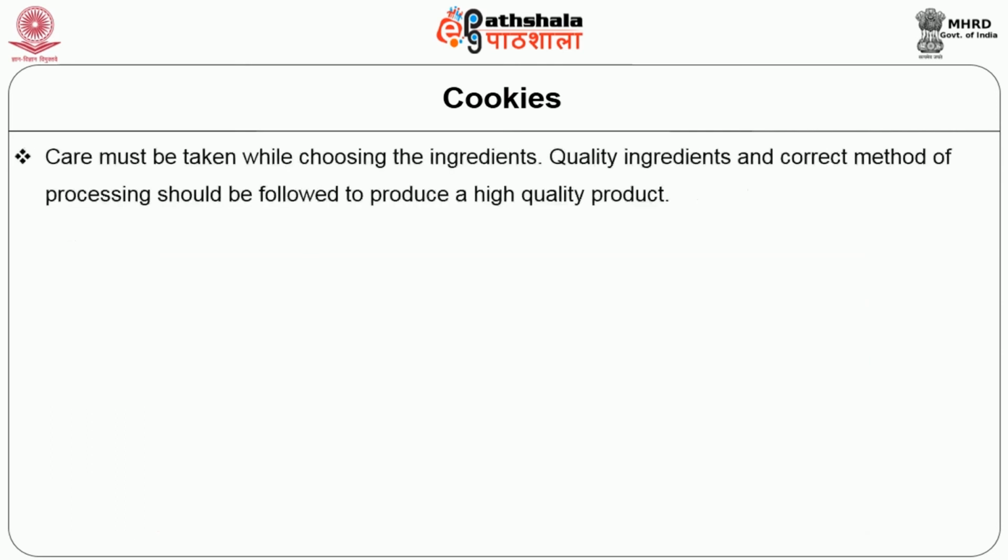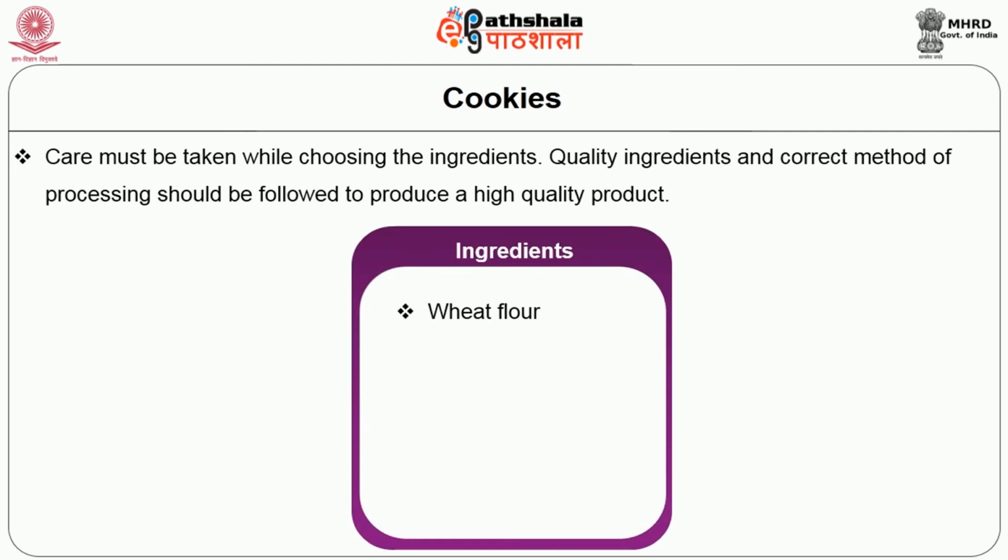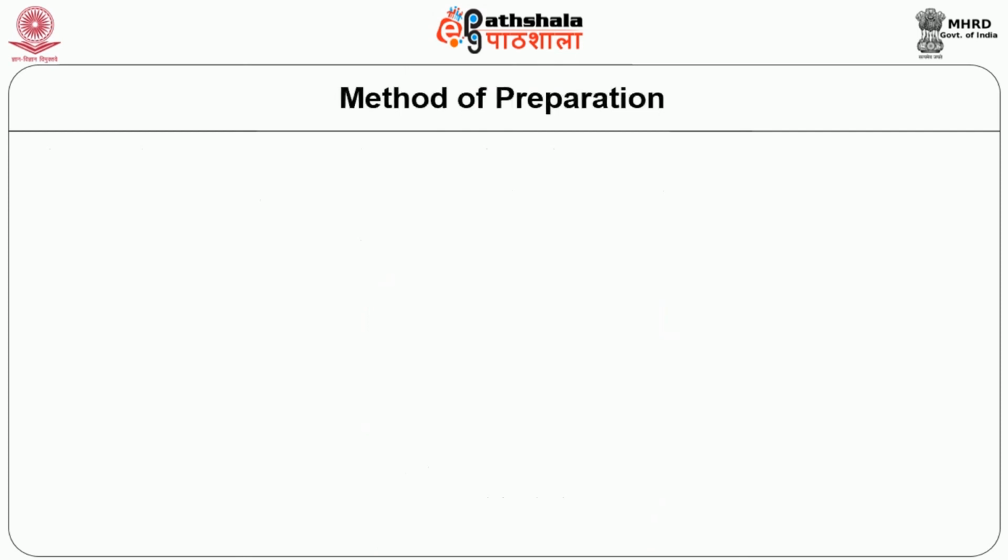Care must be taken while choosing the ingredients. Quality ingredients and the correct method of processing should be followed to produce a high quality product. The ingredients used are wheat flour, or even refined wheat flour, butter, castor sugar, egg, salt and vanilla essence. Cookies are prepared in different forms, but this is the simple method, that is, the one stage method or all in one method.